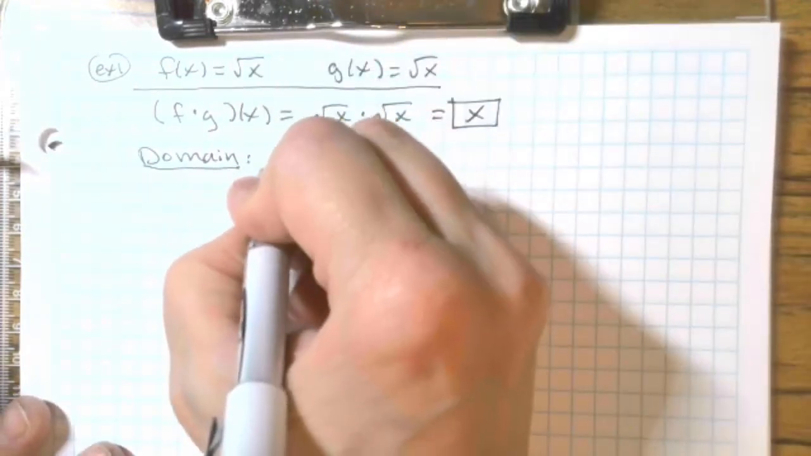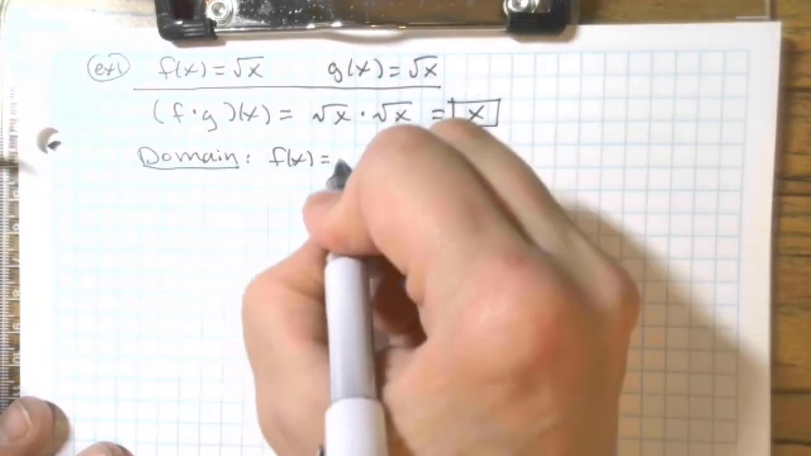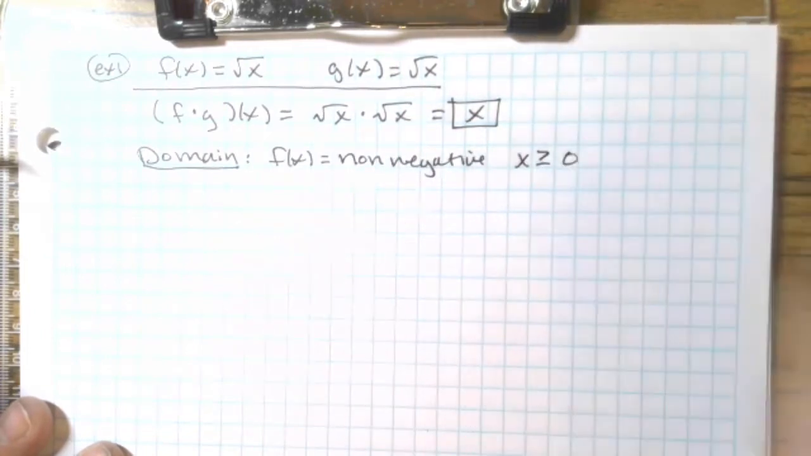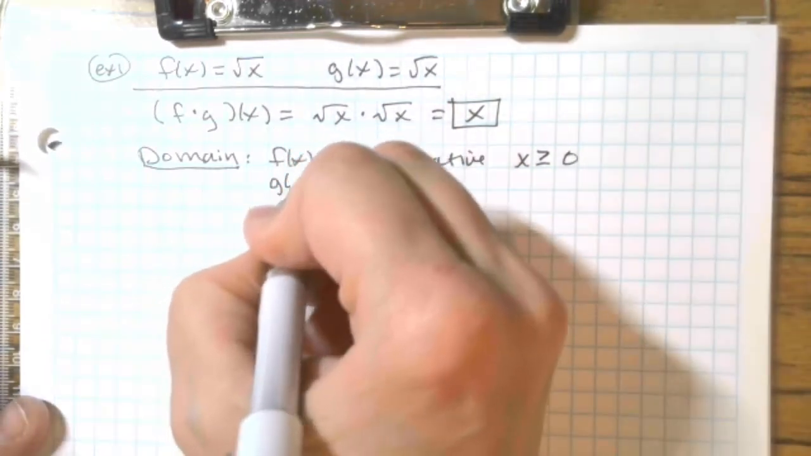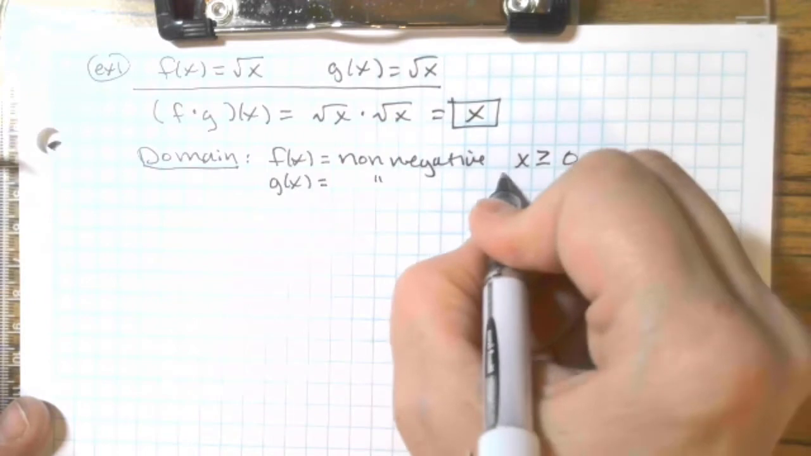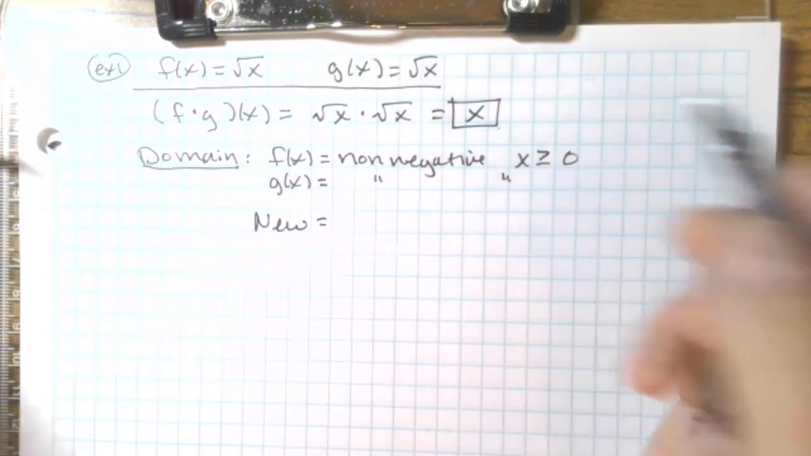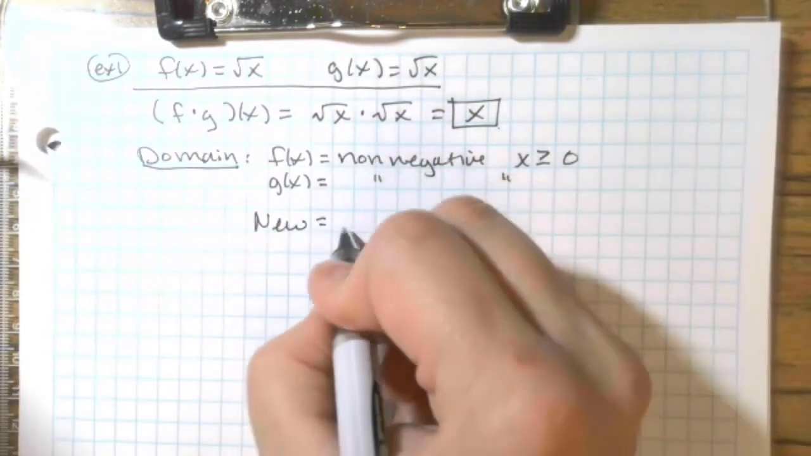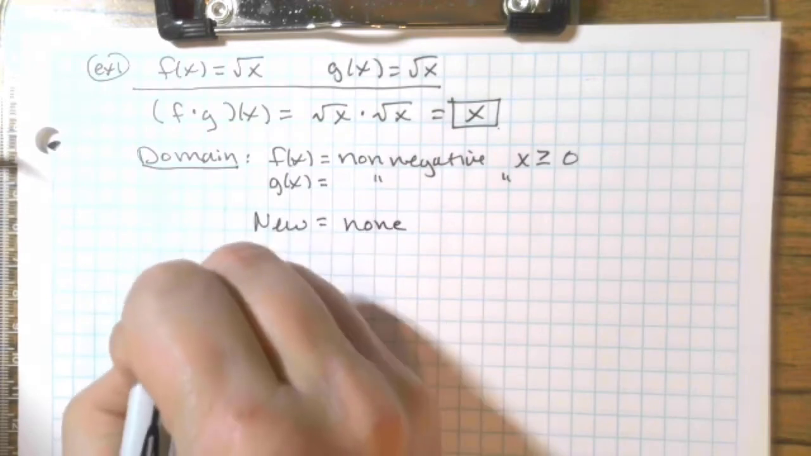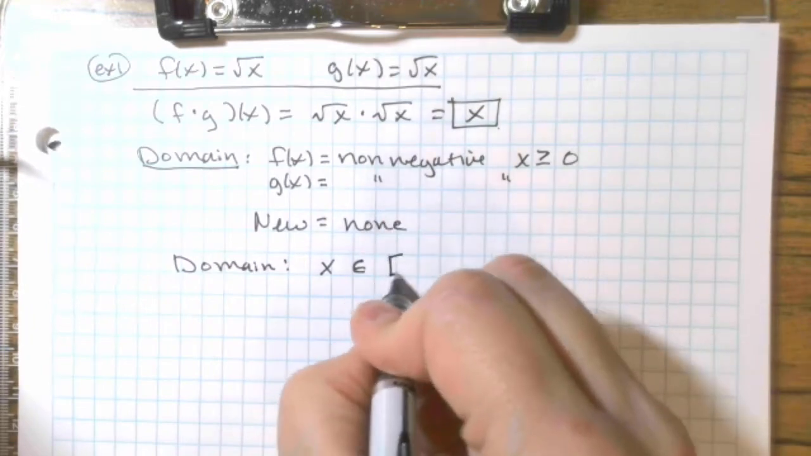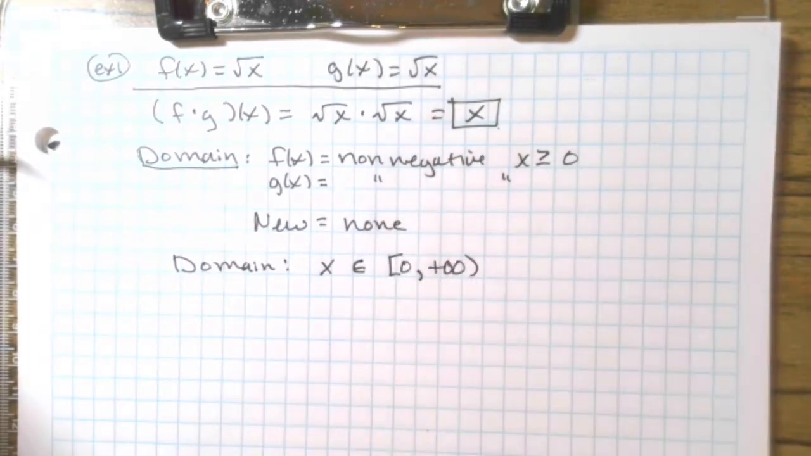So the domain for f of x is that x has to be non-negative, which means x has to be greater than or equal to 0. G of x has the same restriction, non-negative, x greater than or equal to 0. And are there any new restrictions? Well, x doesn't have any restrictions on it, so there are none from the new combination. So your domain is x is an element of the set containing 0 inclusive up to positive infinity. That would be the domain of the combination of the two.